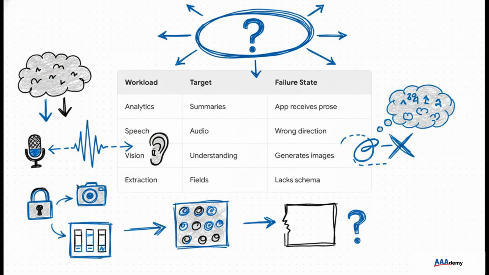You should always be asking, what must the app return first? If you need specific labels but use text analytics, well, your app just receives paragraphs of prose. If you use a vision generation model when you actually need image understanding, it generates brand new images instead of analyzing the one you have. And if you need structured fields but you don't use information extraction, your output completely lacks the required schema. You have got to match the output evidence to the right workload family.